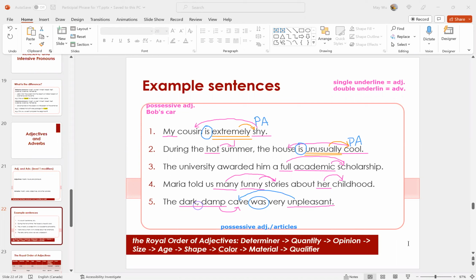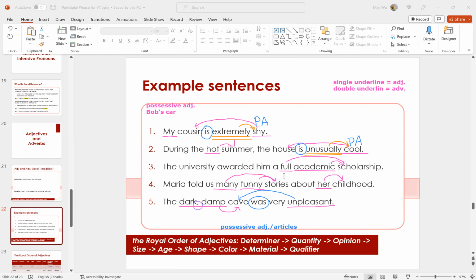And then we move on to size, like big, small, large, tiny. Age would be young, old, and shape. Is it round? Is it triangular? Is it square? And color, and then material. Is it made of wood? Is it made of iron? Which is very similar to a qualifier.